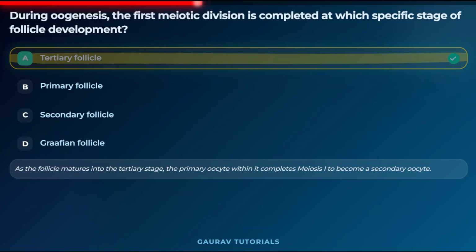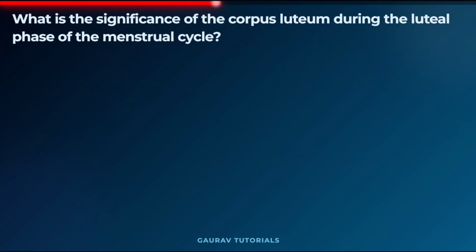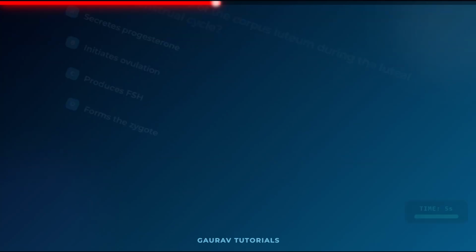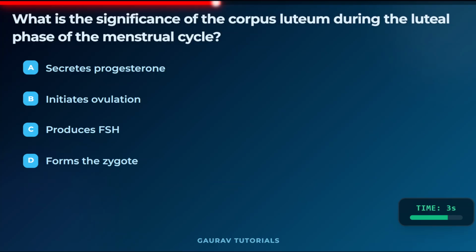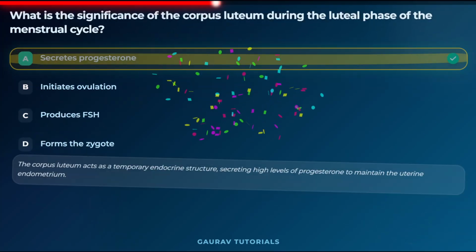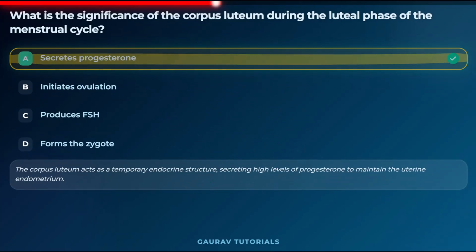Next question is, what is the significance of the corpus luteum during the luteal phase of the menstrual cycle? The options are... the correct answer is option A, it secretes progesterone. The corpus luteum acts as a temporary endocrine structure, secreting high levels of progesterone to maintain the uterine endometrium.